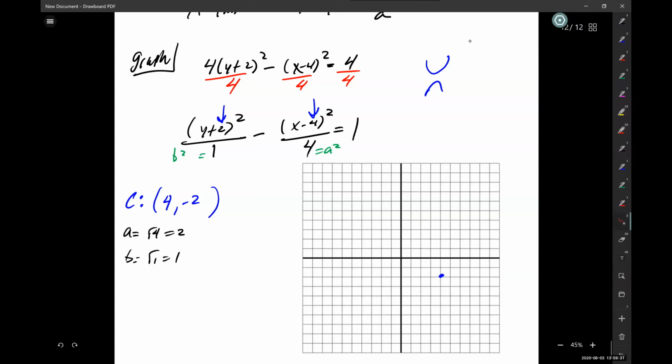Since we know this opens vertically, that means that I want to look at the vertical component, which is going to tell me that my vertices for those two little mini parabolas are going to go up 1 from the center and down 1 from the center. Actually, you know what? Let me not do those red. Let me do those like my asymptotes being red.